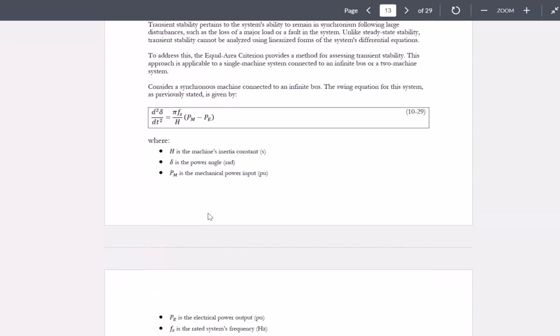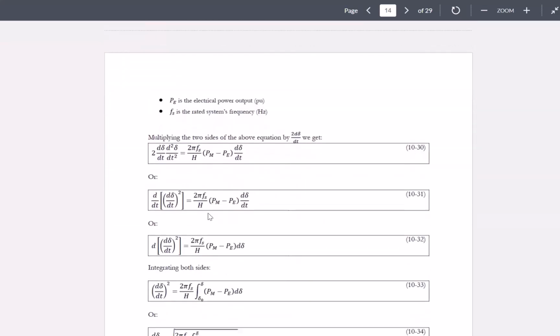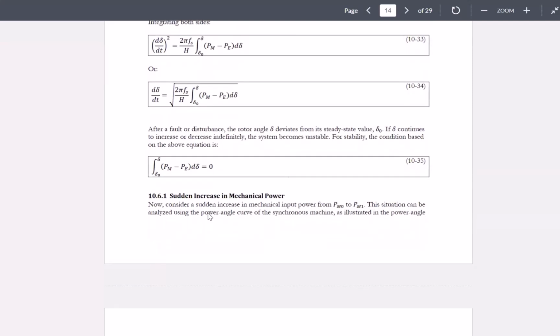We wouldn't have any changes in the delta value. But once there is a disturbance in the system, we want to analyze how the system will behave. We came up with some mathematical manipulations, and based on that, we came to the conclusion that if the system is going to have a chance for stability, then this integral needs to become 0 at some point in time. So the integral from delta 0 to delta of (PM minus PE) d delta needs to get to 0 at some point. And this delta 0 is the initial angle, or the angle under steady state conditions, and delta would be the delta at a certain point in time, delta of t in general.